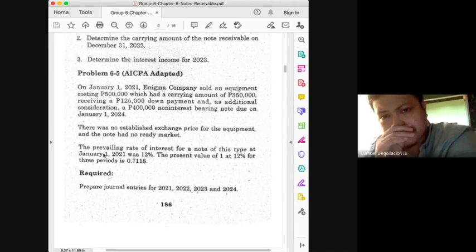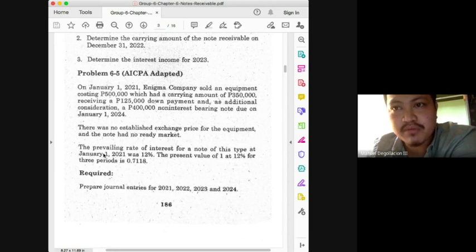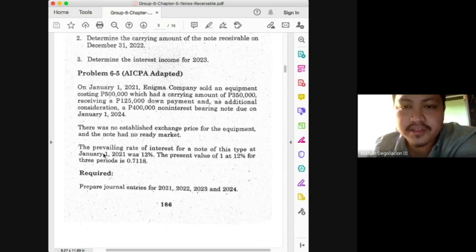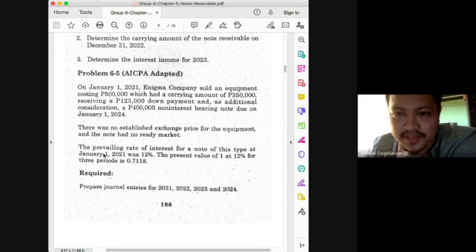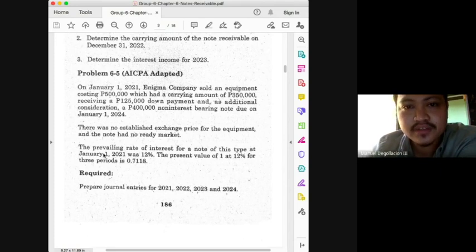Second difference, class: Problem 6-5 involves lump sum payment. In the previous two problems, we were dealing with installment payment or periodic payments. But here, the 400,000 note will be paid once. And it will be paid after how many years? 3 years, after 3 years. No installment payments. There will only be a single lump sum payment, and the payment will happen after 3 years. So these are the things you have to take note of, class, so that you will know how to deal with them.